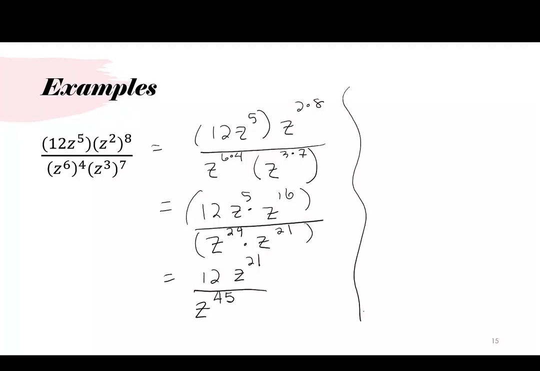Now I'm ready for the quotient rule. So I have 12z to the 21 minus 45. This gives me 12z. If I do 21 minus 45, I'm going to get a negative 24. We said negatives mean they really belong on the bottom, so I'm going to change that over to 12 over z to the 24th power.